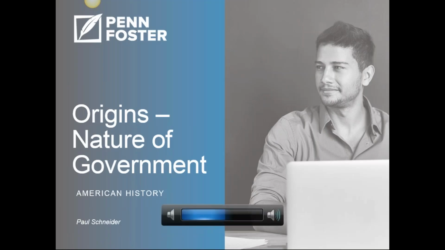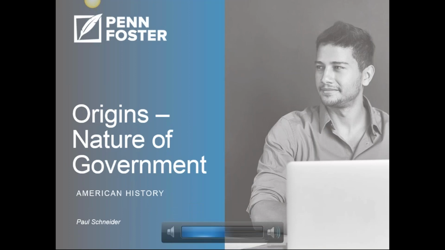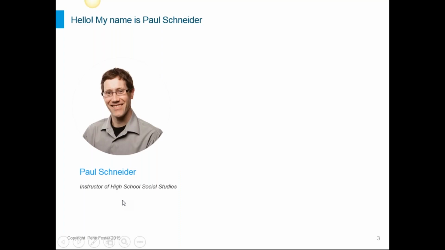Good afternoon, everyone. Welcome to our webinar on our series for the American U.S. Civics course, looking first at Lesson 1, the Origins of American Government, and particularly the first section of that lesson, which covers the nature of government. My name is Paul. I am the social studies instructor here at Penn Foster High School.